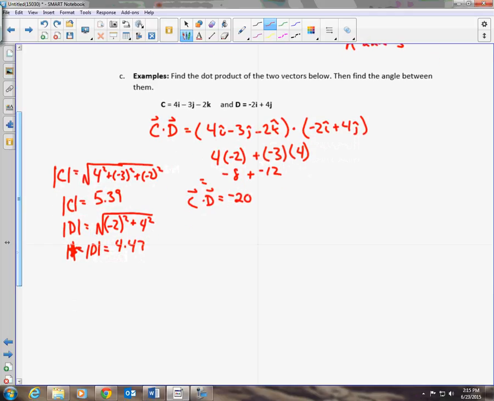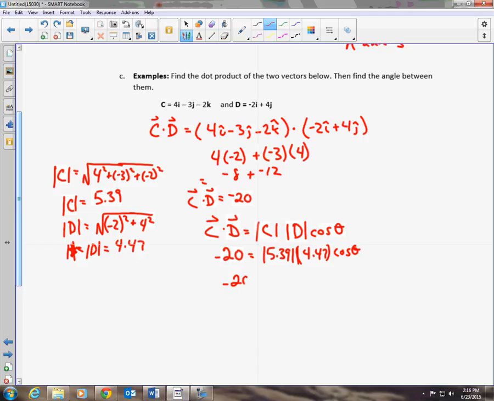So now we're going to say C dot D equals the magnitude of C times the magnitude of D times the cosine of theta. And that's how we're going to find the angle. So C dot D we found just up above is minus 20. Magnitude of C is 5.39. And the magnitude of D is 4.47. And then cosine theta. It's going to be minus 20 equals 24.1 cosine theta. And then if I solve that, I will end up with theta equals 146 degrees is the angle between them.